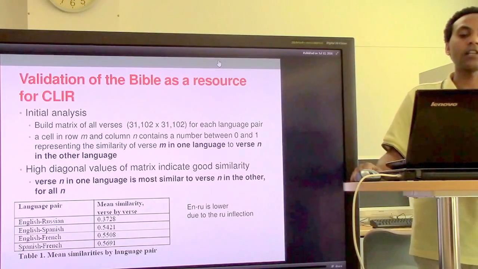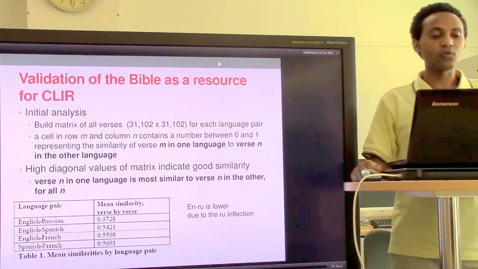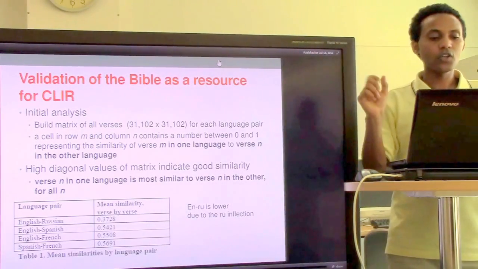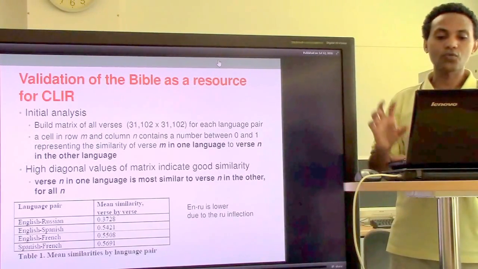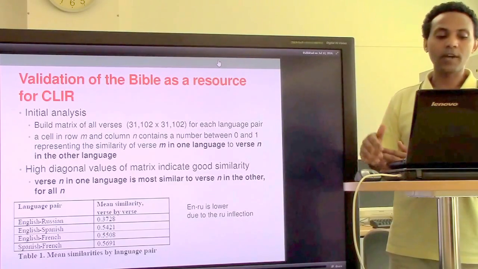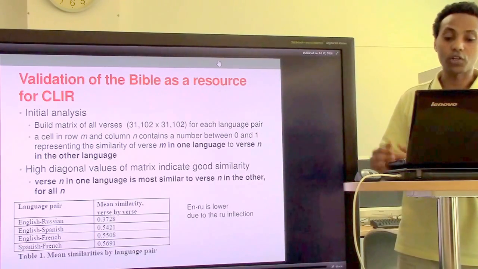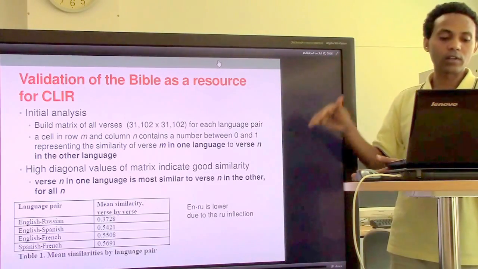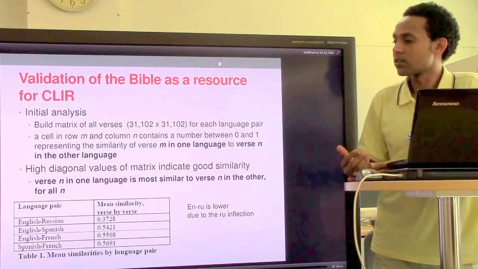So next is validation of the Bible as a resource for CLIR. In the initial analysis, they built a matrix of all verses for each language pair. And one cell would represent a number, which is the measure of similarity of verse M in one language to verse N in another language. So in this construct, in the matrix, the diagonal valleys would represent the entries which have high similarity or good similarity. So verse N in one language is most similar to verse N in the other language for all the Ns, for all the diagonals.